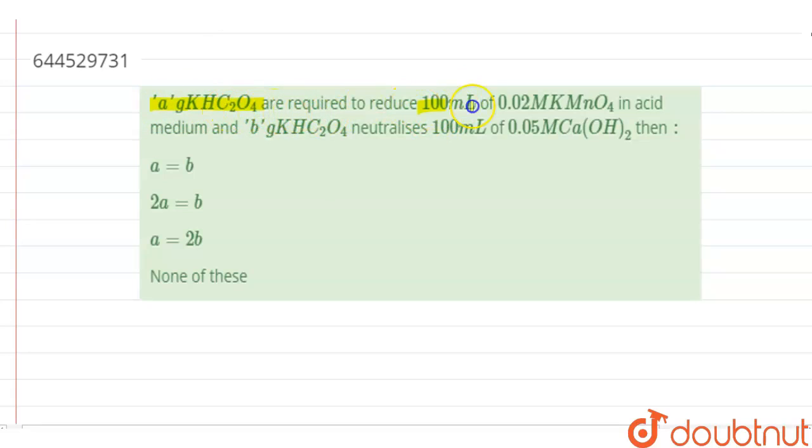The question given here is: A gram of KH oxalate, that is potassium hydrogen oxalate, is required to reduce 100 ml of 0.02 molar KMnO4 in acidic medium, and B gram of potassium hydrogen oxalate neutralizes 100 ml of 0.05 molar calcium hydroxide. Then we have to find out the relation between A and B. So let's start solving this question.